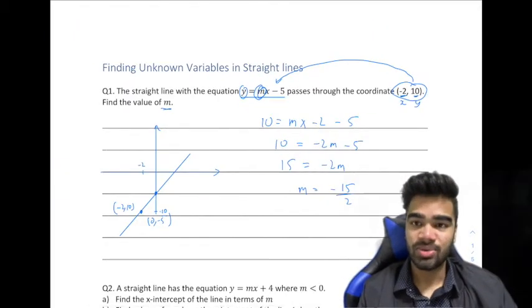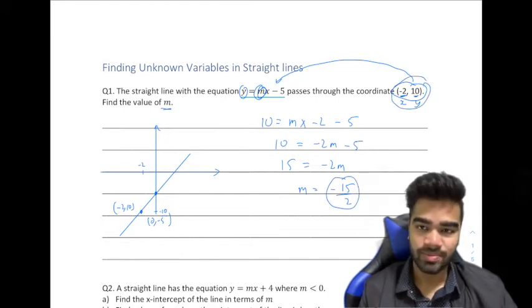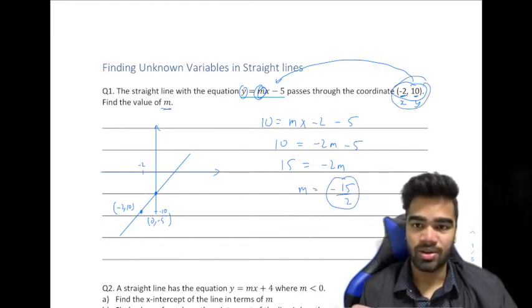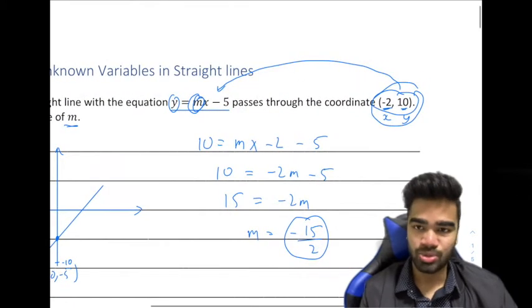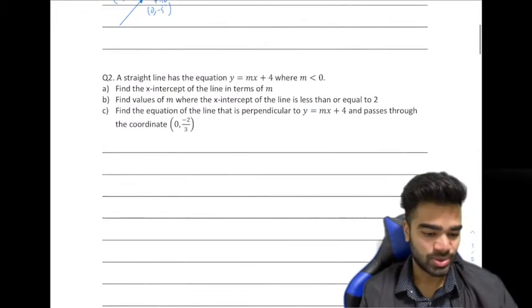So what we did is we made the gradient negative 15 on 2 so that it goes through this coordinate, right? So that's the conceptual part of what's happening. But in simple terms, all you have to do is sub this coordinate into the equation. Okay, let's move on to the next question.